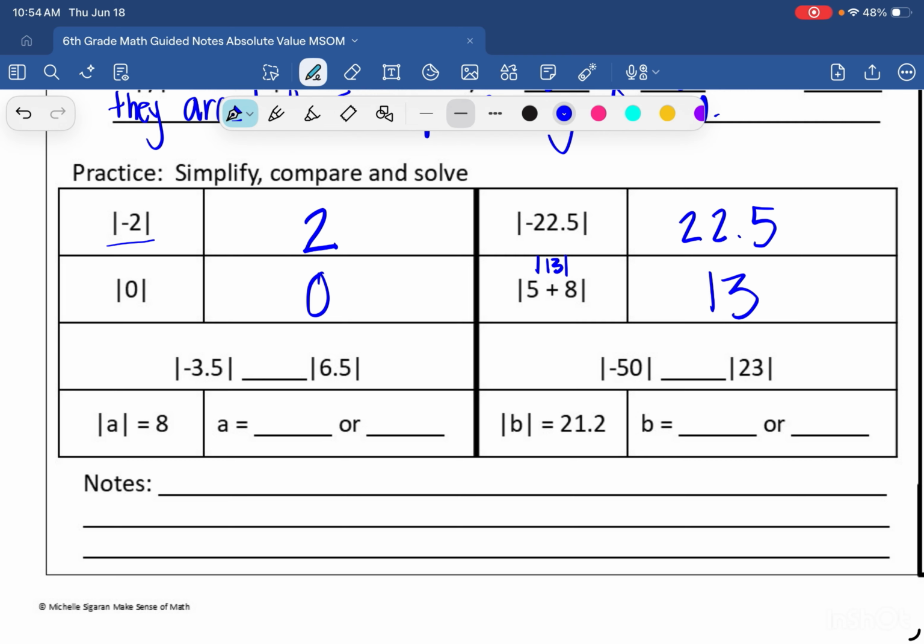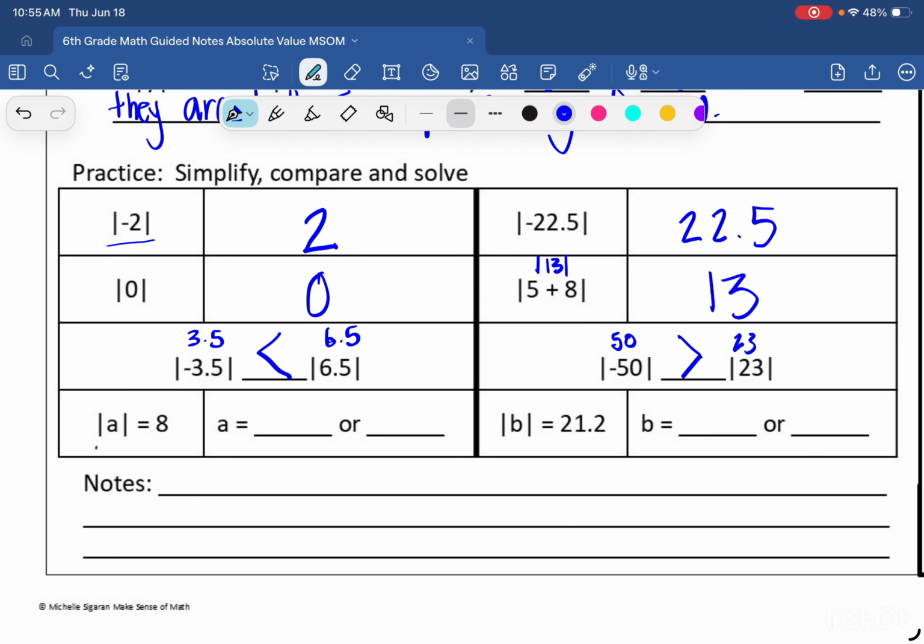Now we are comparing. So the absolute value of -3.5 is 3.5, and the absolute value of 6.5 is 6.5. So 3.5 is less than 6.5. Over here, the absolute value of -50 is 50. The absolute value of 23 is 23. So 50 is greater than 23.